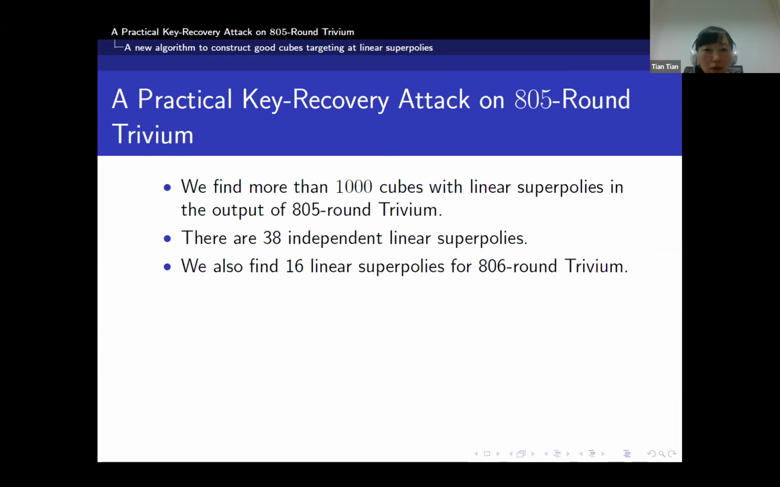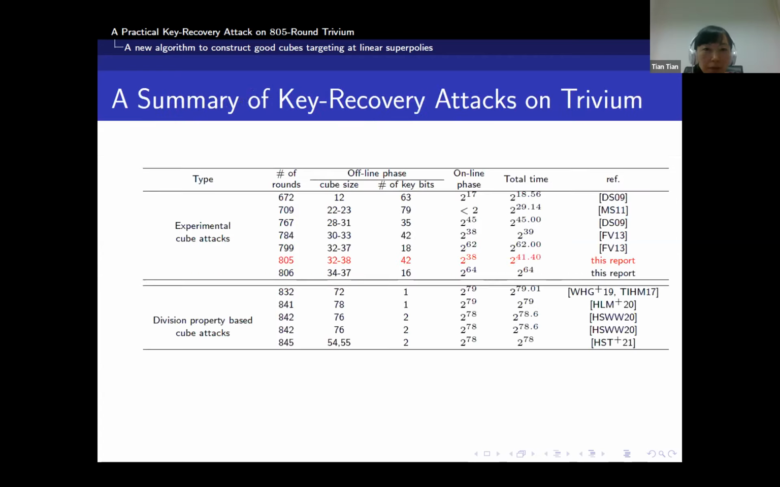When we applied our method to Trivium, we found more than 1,000 cubes with linear superpolys in the output of 805 round Trivium. And there are 38 independent linear superpolys that could be used to recover key information. We also found 16 linear superpolys for 806 round Trivium by only sliding the cubes for 805.